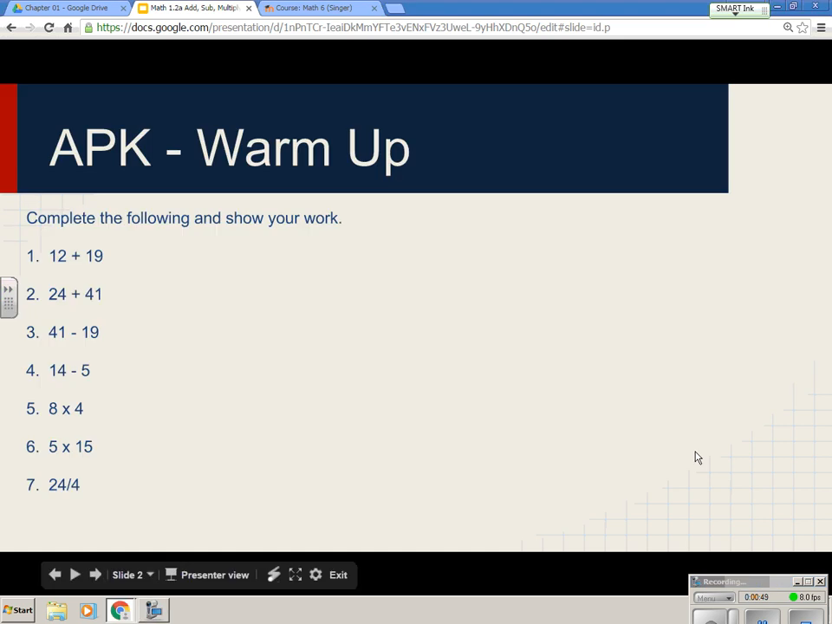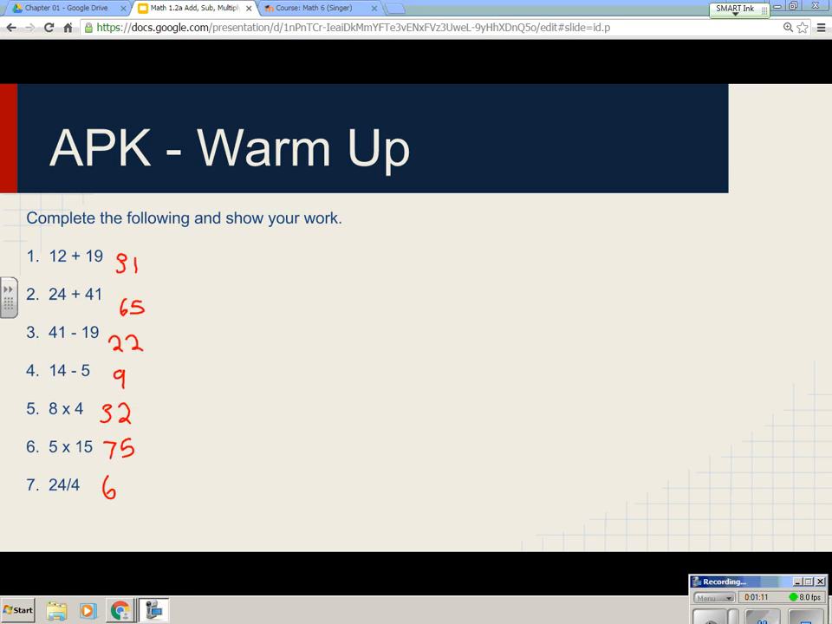All right, so today's warm-up is pretty easy. None of it says estimating, so all of this is going to be done in your notebook. It does say show your work, so just write out the problems and give me the answers. Come back when you're ready. We'll see how you did. Good luck.